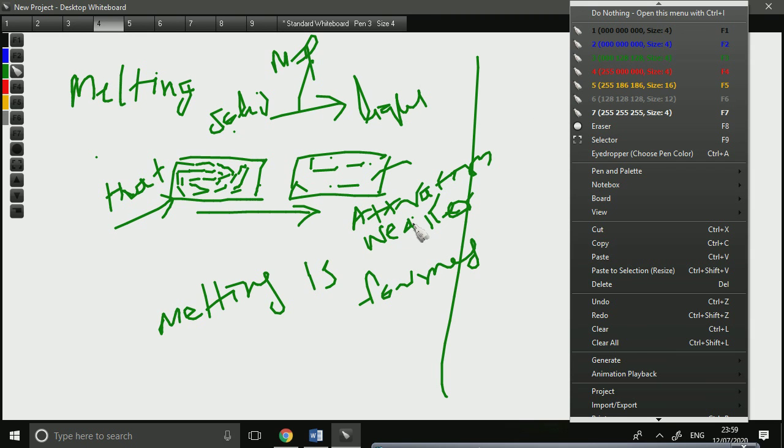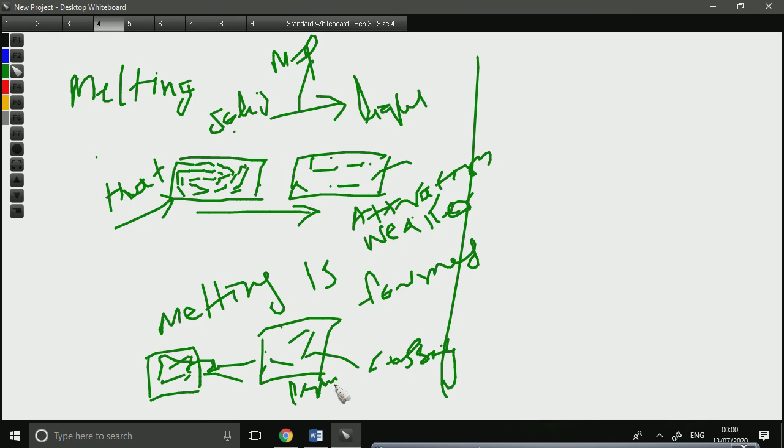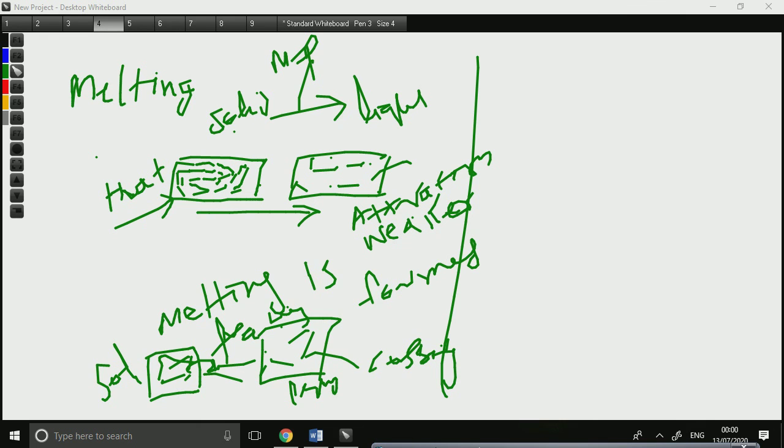Freezing is the reverse of melting. In freezing, liquid particles lose energy and come near to each other and form a solid state. This is the reverse: liquid to solid, an object is changing from liquid to solid. This is freezing. The temperature at which this happens is known as the freezing point.